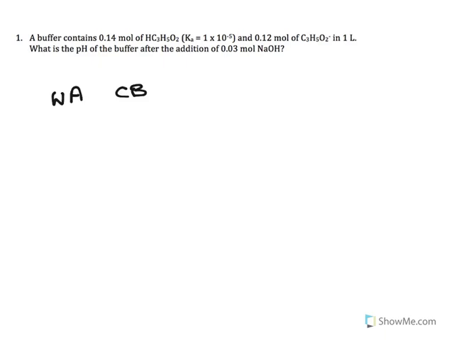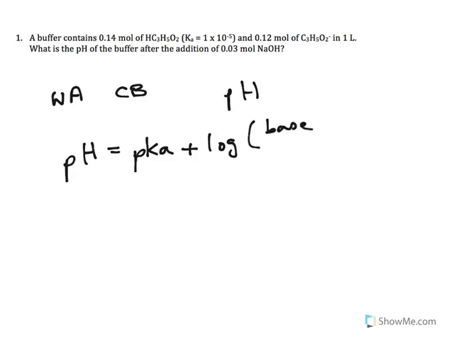So we refer to the Henderson-Hasselbalch equation at all times to measure the change in pH when any extra acid or base is added. The Henderson-Hasselbalch equation is pH equal to pKa plus log of base over acid.